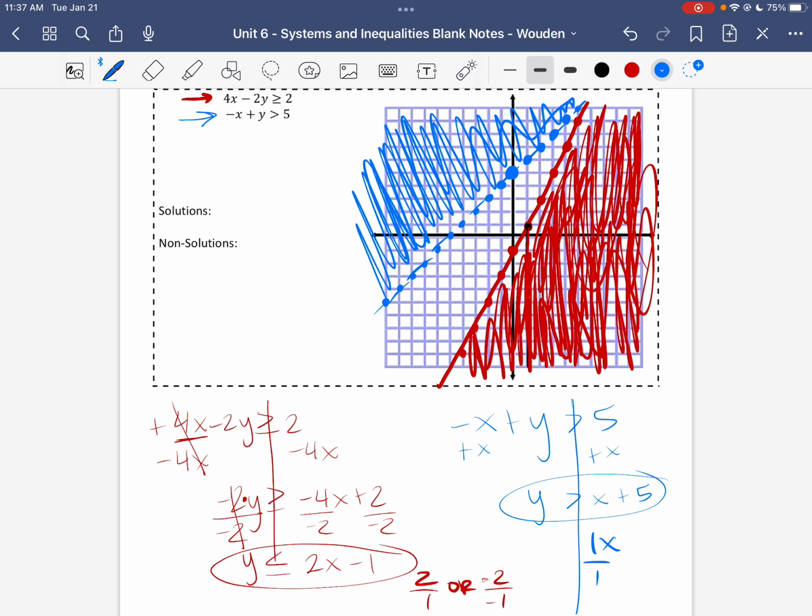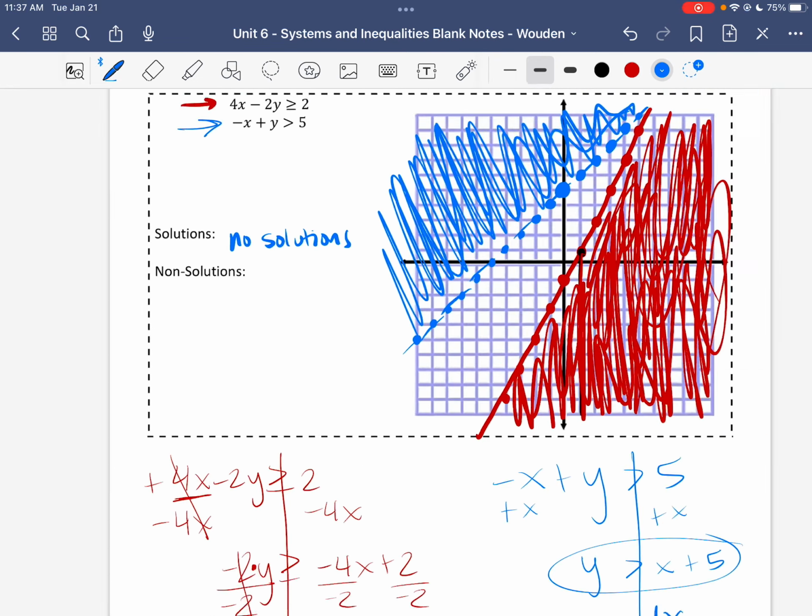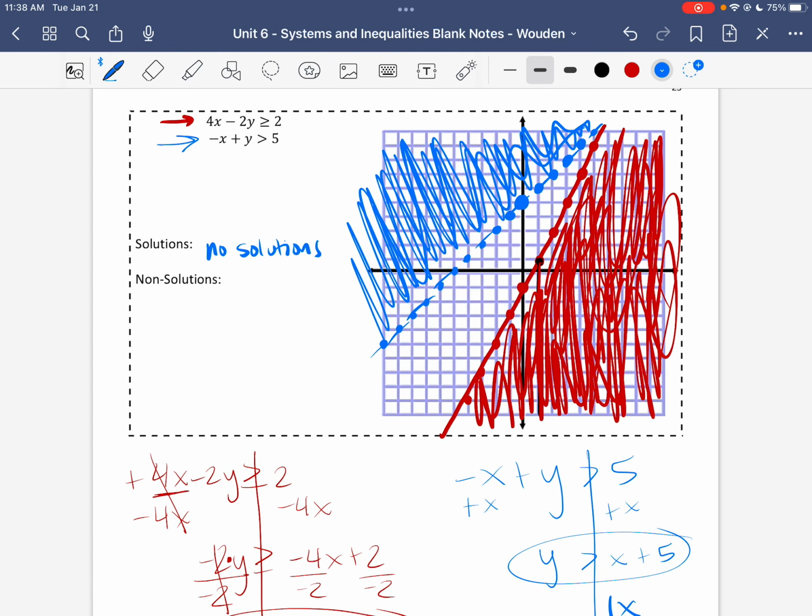Okay. Now, do we see any areas where there is overlap? No, we do not, okay? Just because you don't see an area of overlap does not mean that your answer is incorrect. So, we would say that there are no solutions, okay? So, any point that we choose would be non-solutions.